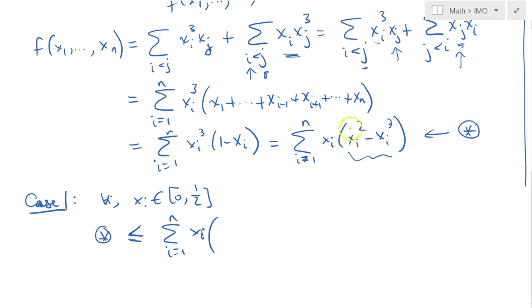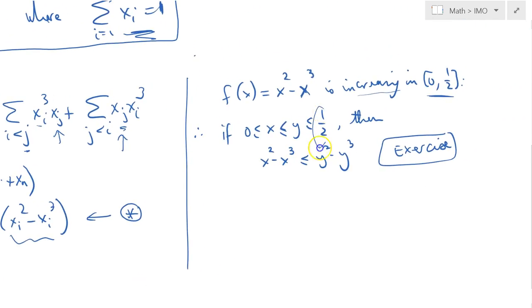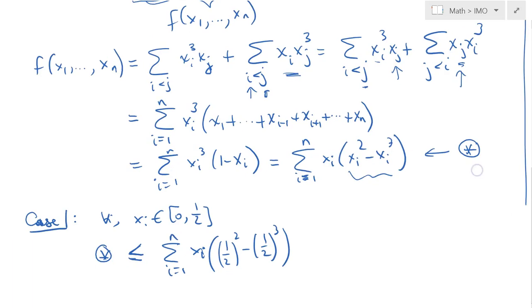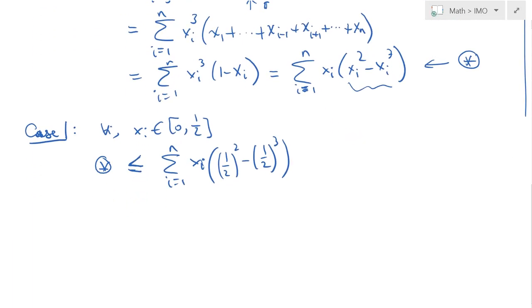I will just replace the x_i's with 1/2 inside, because I know my function is increasing all the way to 1/2, right? In this interval it's increasing, so it will definitely be less than or equal to this number here, which is a constant, so I can take it outside the summation sign. It would be 1/4 minus 1/8, which is 1/8, so moving it outside, 1/8 times the summation of x_i, i from 1 to n, and that's simply equal to 1/8.